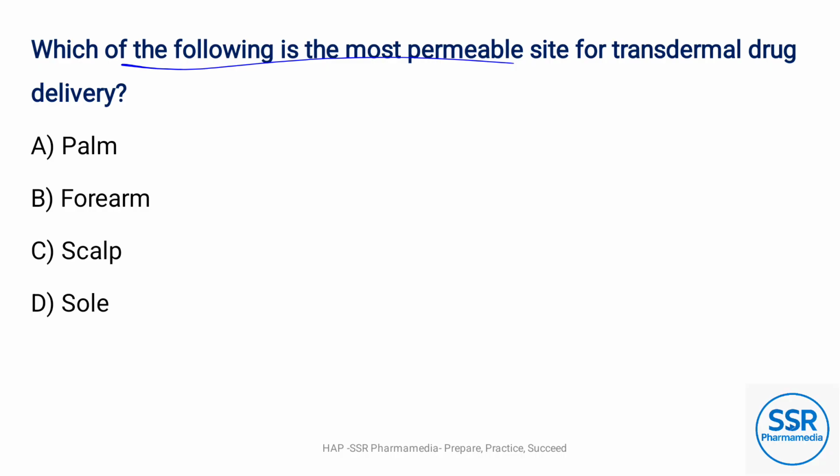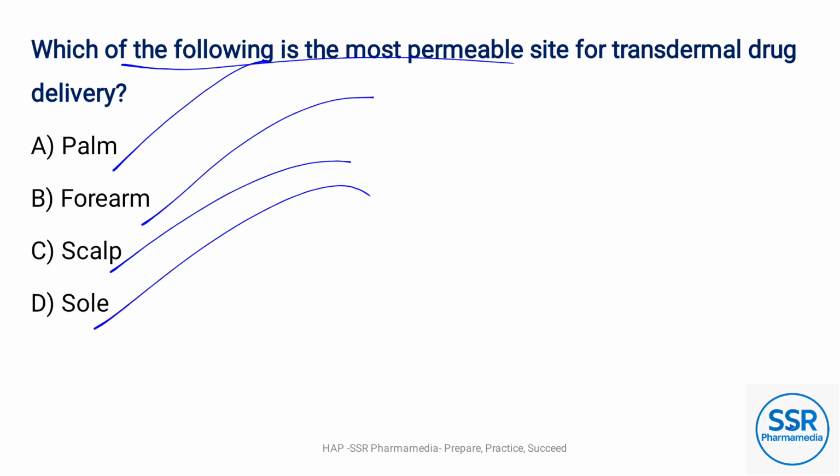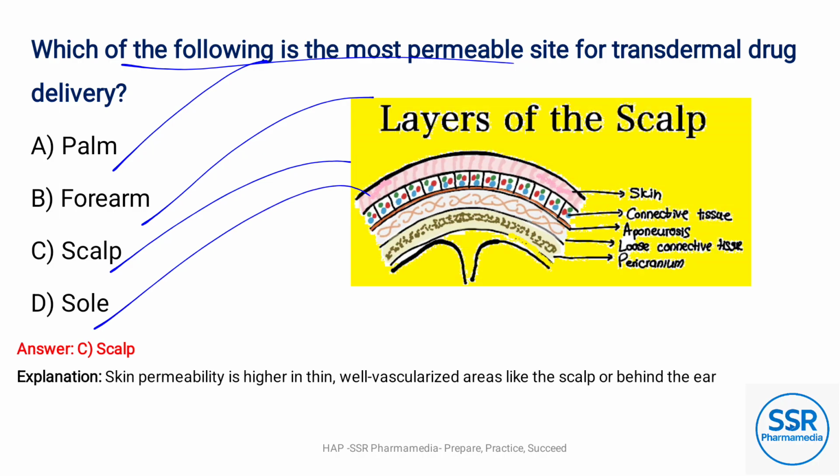Which of the following is the most permeable site for transdermal drug delivery? Option A, palm. Option B, forearm. Option C, scalp. Option D, sole. So the answer is option C, scalp. Skin permeability is higher in thin, well vascularized areas like the scalp or behind the ear.